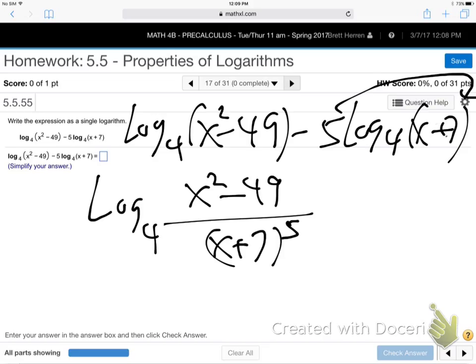Good to there? And then one more thing. We can factor that, huh? That x squared minus 49, right? X plus 7, x minus 7. It's going to cancel one of the x plus 7s down below.